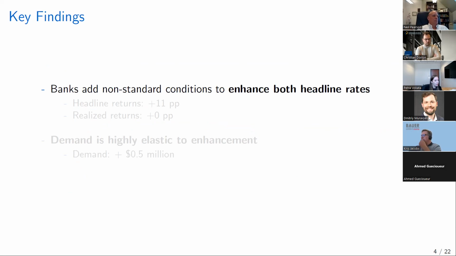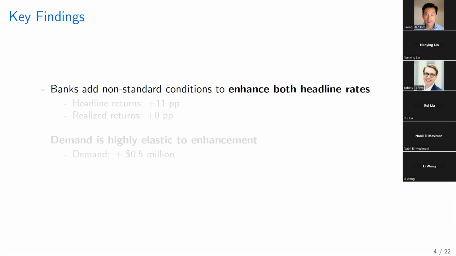The key findings of this paper can be summarized in 2 bullet points. First, on the supply side, compared to the payoff diagram I showed you 2 slides back, I call this payoff diagram plain vanilla because it's the simplest payoff I observe in my data. But for most of the securities, the payoff is not as simple, and banks on top of it add non-standard exotic conditions to enhance both of these headline rates, to make both the headline return and the protection level more attractive. And the degree of the enhancement using these non-standard conditions is first order in this market.